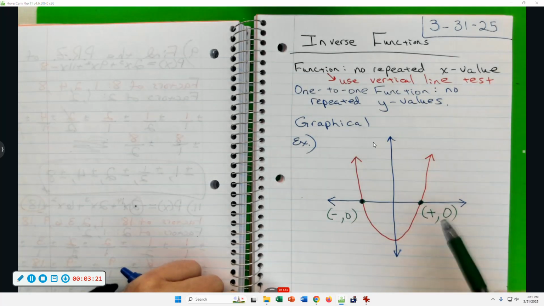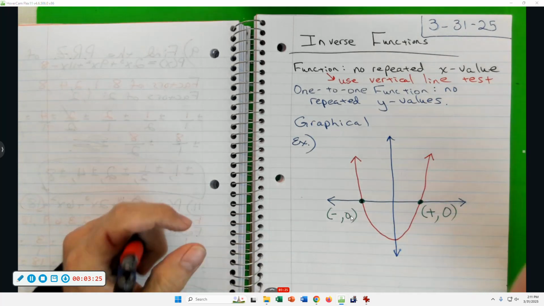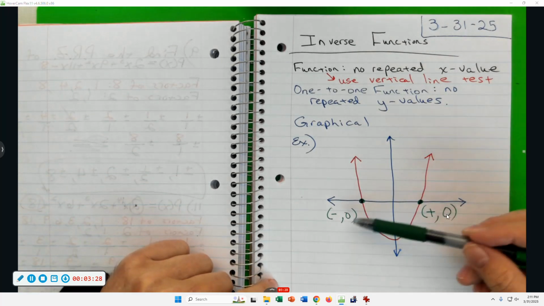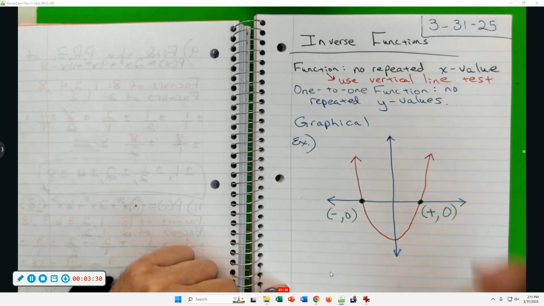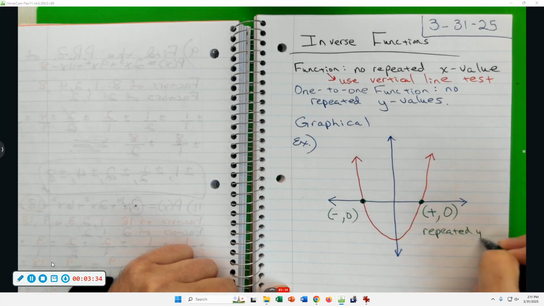So what do y'all think? Is this one-to-one? One-to-one can't have repeated y values. It's not one-to-one. We just found repeated y values. So not one-to-one.